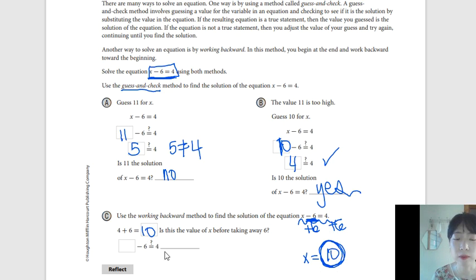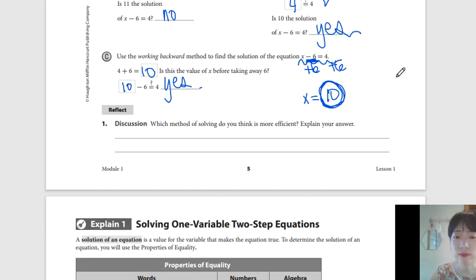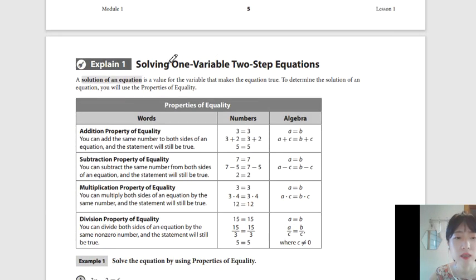So is this the value of x before taking away 6? We're going to check: x minus 6 is equal to 4. Yes. Easy, right? Not so hard. So which method of solving do you think is more efficient? You're going to think about that and discuss it later, and then explain number 1. Solving one variable two-step equations.